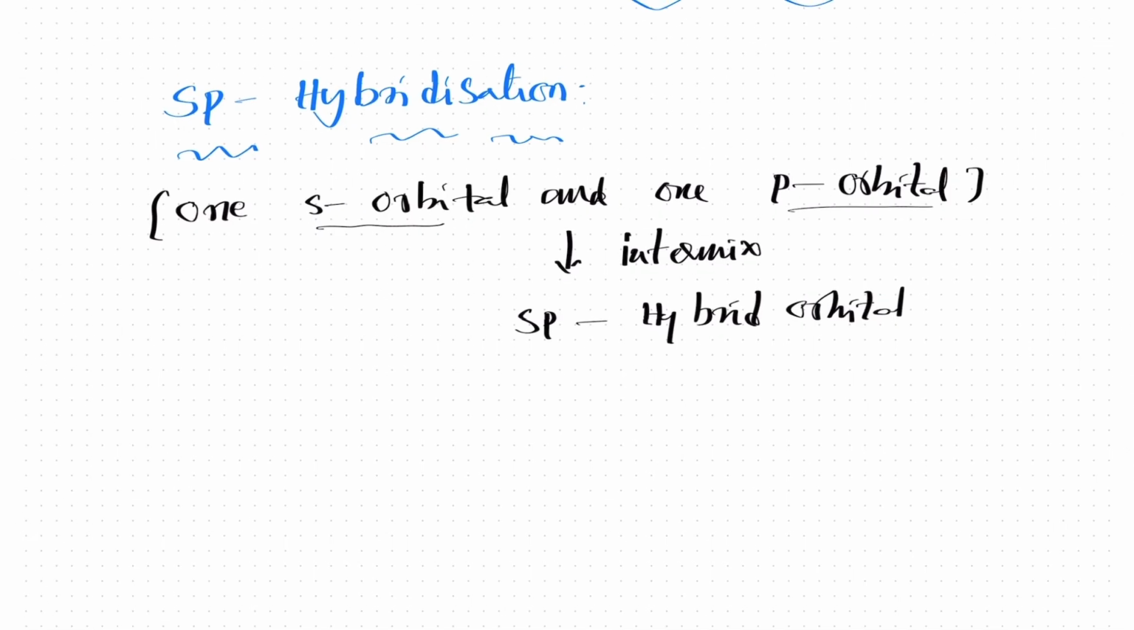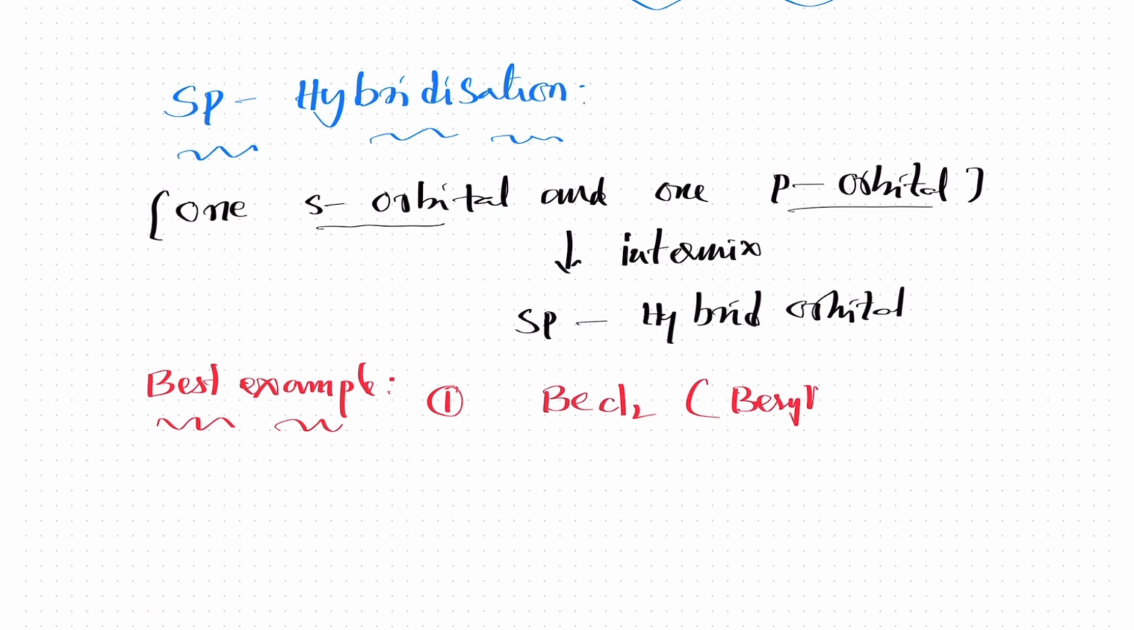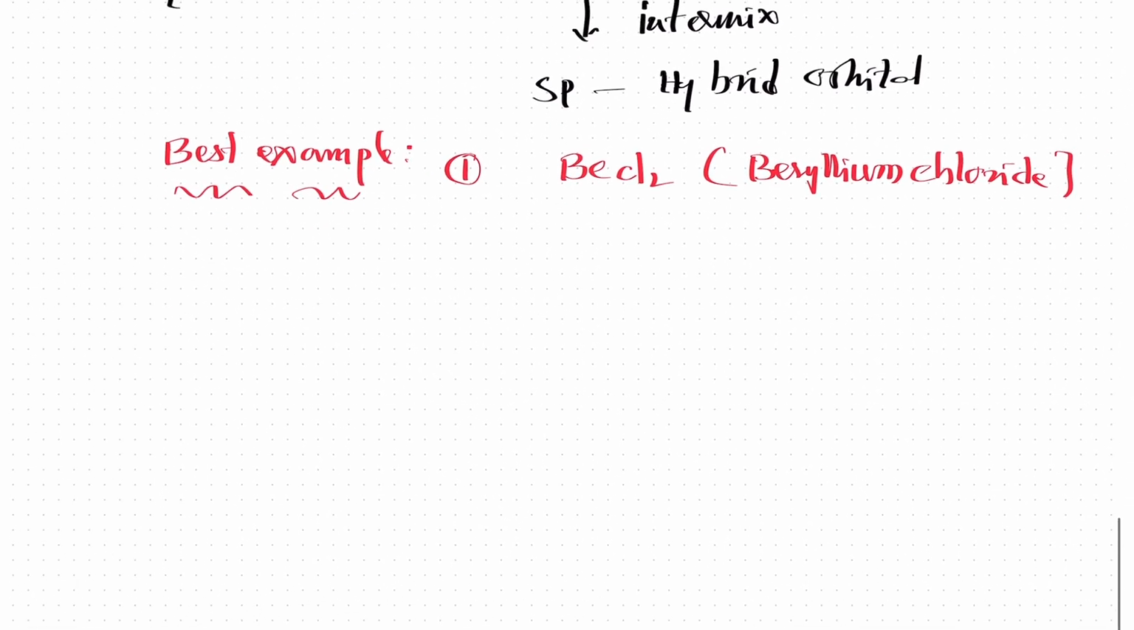Sp hybridization. So how do we understand this? We will take one molecule as the best example to understand sp hybridization. I am taking beryllium chloride to explain sp hybridization. All of you see here carefully.